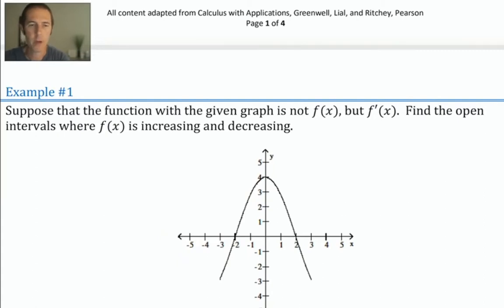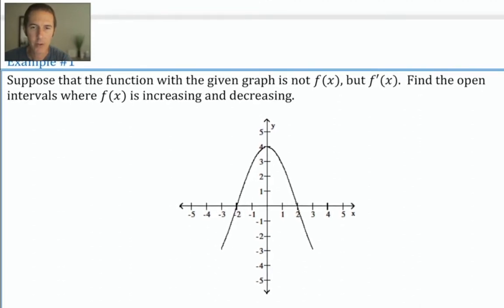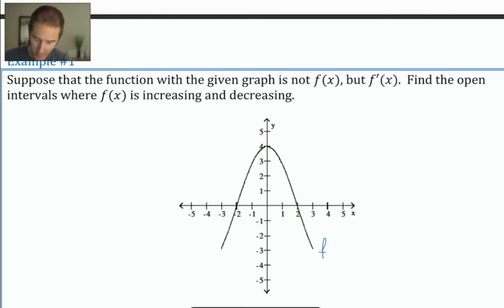But first, I want to look at this example with you because this is exactly what I was talking about. This example is telling us that the graph that we're looking at here is not the graph of f of x, it's the graph of f prime of x. And we're being asked to find the open intervals where our function is increasing, and then where is it decreasing. Again, I have to say it one more time. This is the graph of f prime of x. It's our derivative.